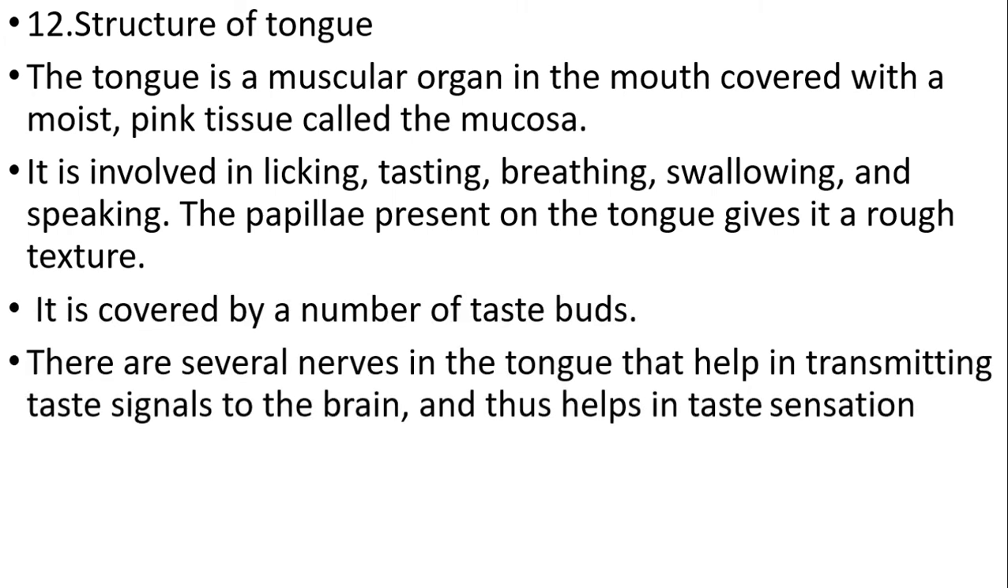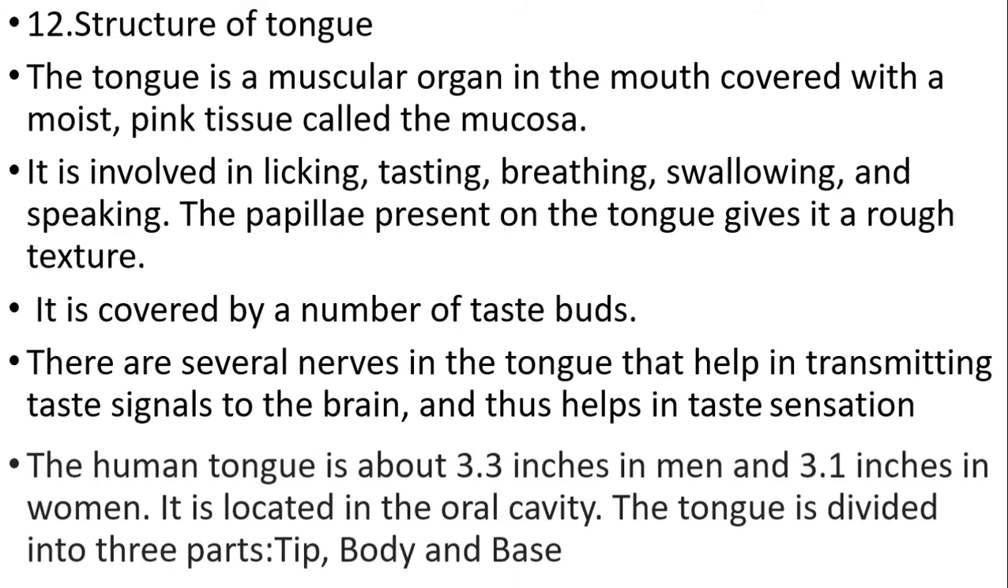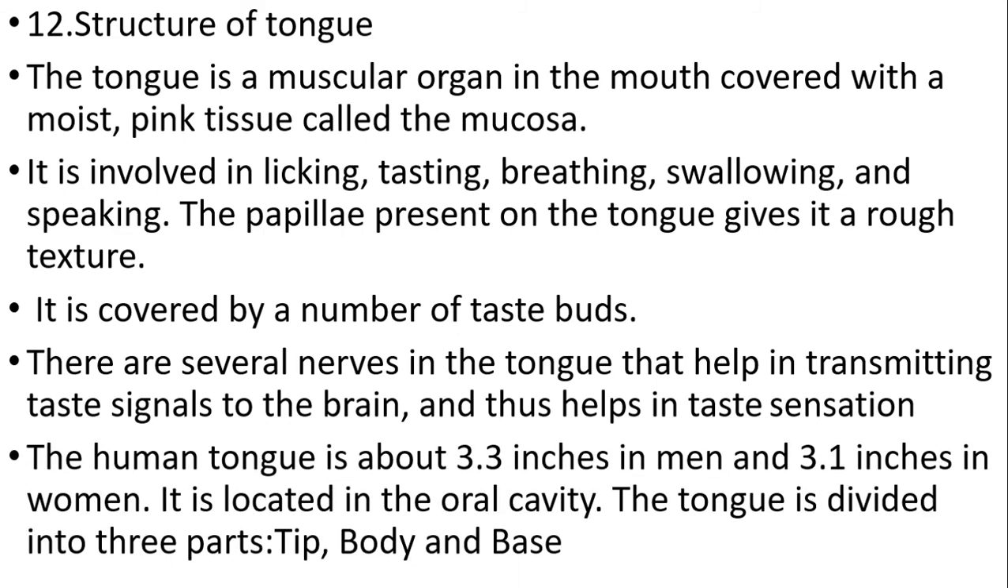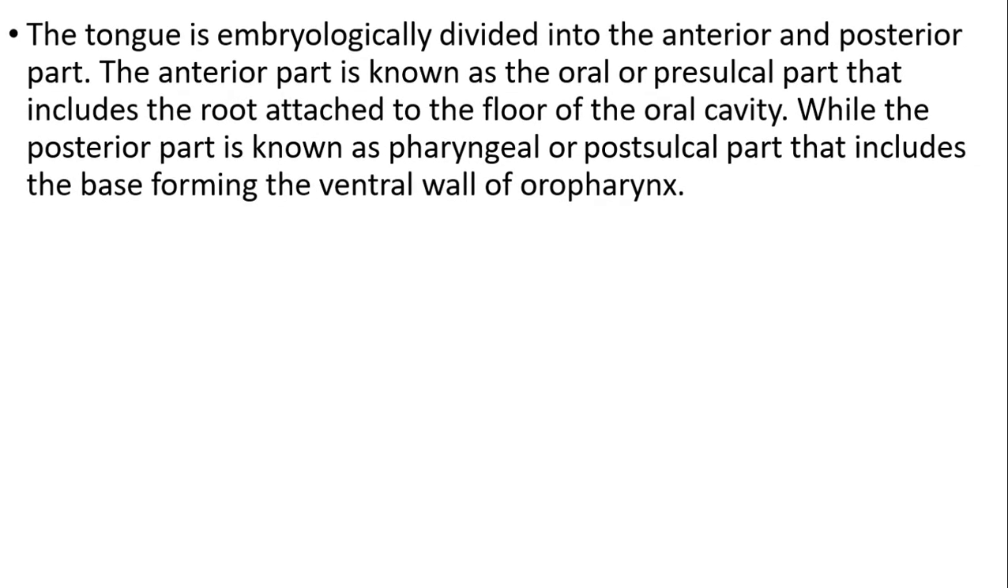There are several nerves in the tongue that help in transmitting the taste signals to the brain, and this helps in the taste sensation. The human tongue is about 3.3 inches in men and almost 3.1 inches in women. It is located in the oral cavity. The tongue is divided into 3 parts: tip, body and the base. The tongue is embryologically divided into anterior and posterior parts.